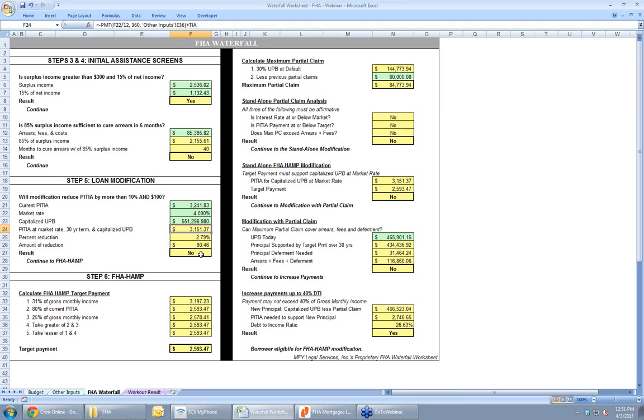So now we're really into FHA HAMP. And this first calculation is pretty confusing. I'm not going to really go into detail about why I think FHA does it this way, but it's important to note that this is where you're setting the target payment. Unlike Tier 1, the target payment's not always going to be 31% of the gross monthly income. So the example I created here is an example in which their target payment is actually 80% of their current PITI amount.